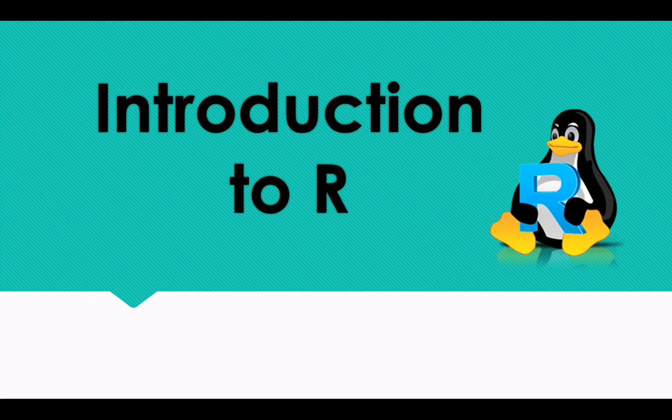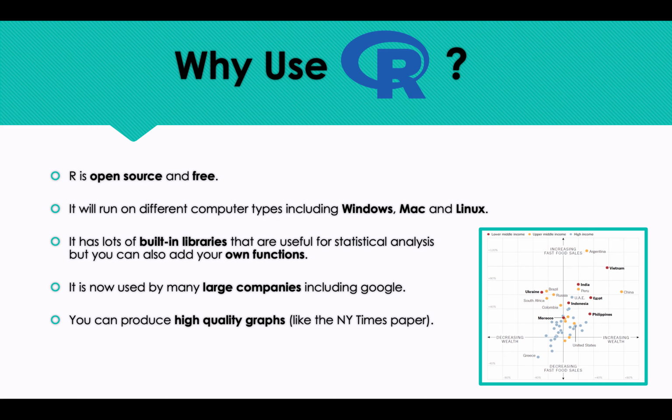This tutorial is going to give you a brief introduction to the programming language R. So firstly, why use R? Well, R is open source and free, and it will run on different computer types, including Windows and Mac. It has lots of built-in libraries that are good for data cleaning and running statistical analysis, but it also allows you to build and create your own functions. R is now widely used across many large companies, including Google, and it's a great way of producing high-quality graphs.